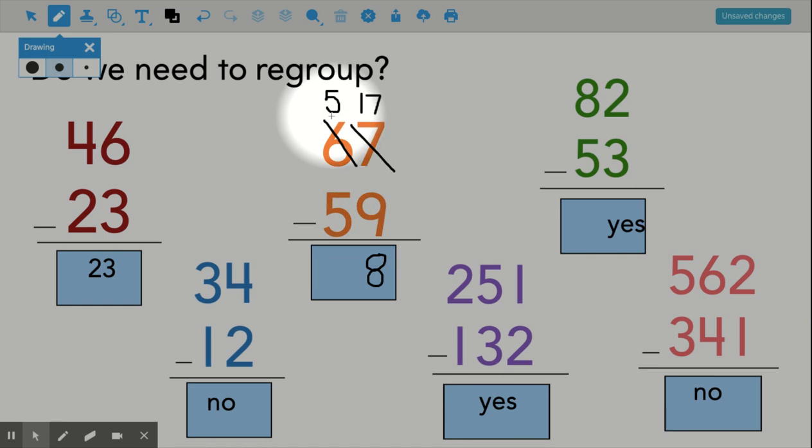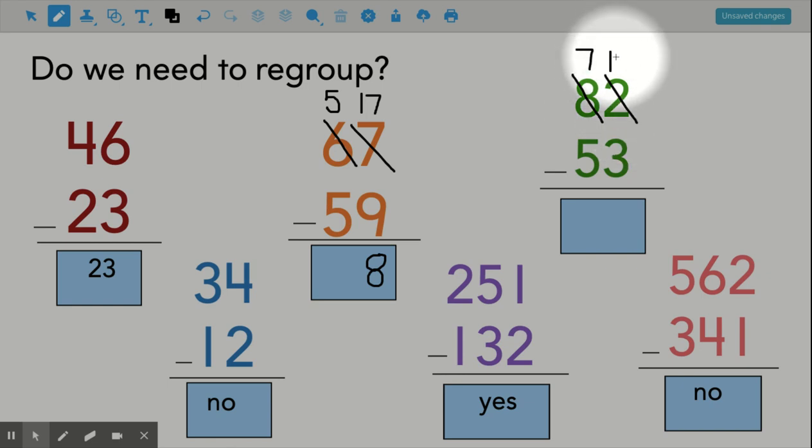Okay. Now we have 5 take away 5. That's 0, so I don't need to put anything there. My total is 8. All right. Let's get rid of my answer here. Grab my pen. Now here, I also said that, yes, I do need to borrow because 2 take away 3 is not going to work for me. So I'm going to go next door and borrow 10 ones from here, changing him to 7 tens instead of 8 tens. That way, I can use those 10 ones to change my 2 to a 12.